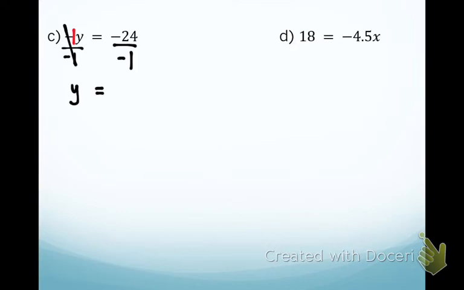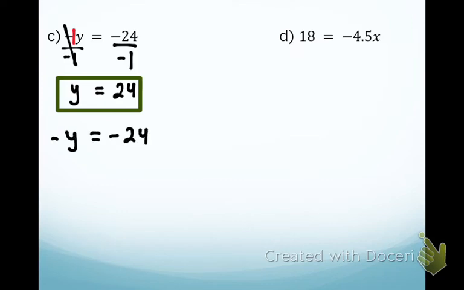Zariana, what's negative 24 divided by negative 1? Positive 24 is correct. Now, when I go back to plug these things in, negative y equals negative 24. But we know what y is. What was y? 24. So I'm going to plug in that. Is this a true statement? Negative 24 equals negative 24? Yes. Give yourself a mini check mark.